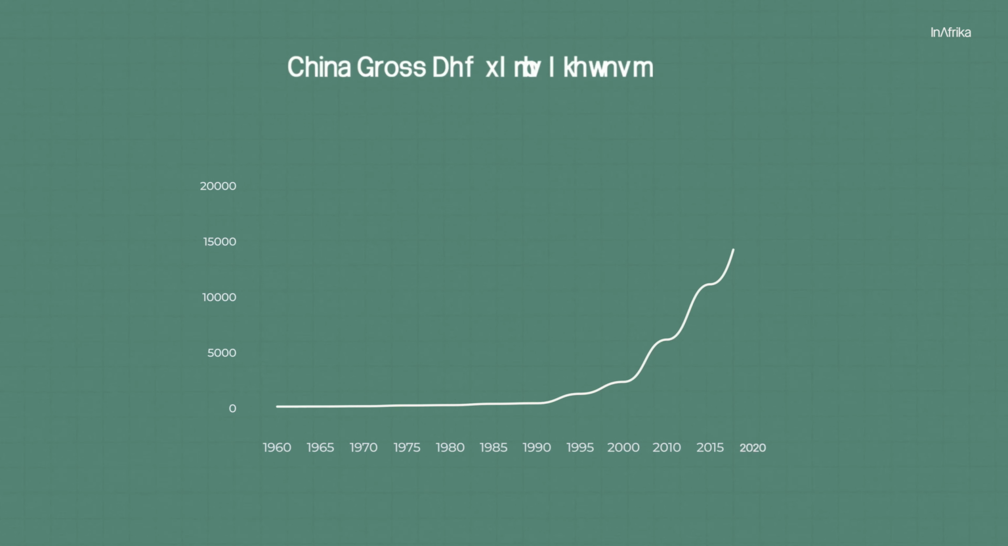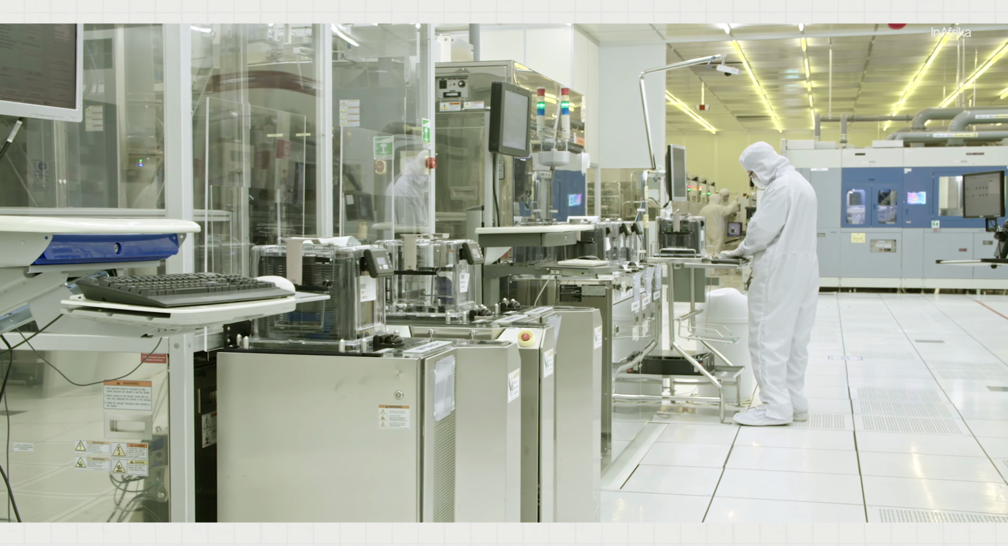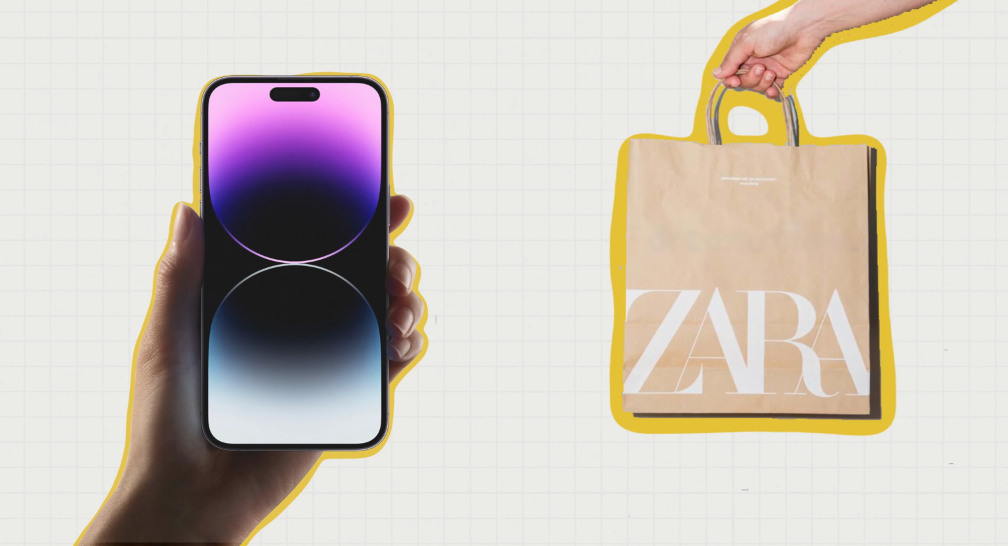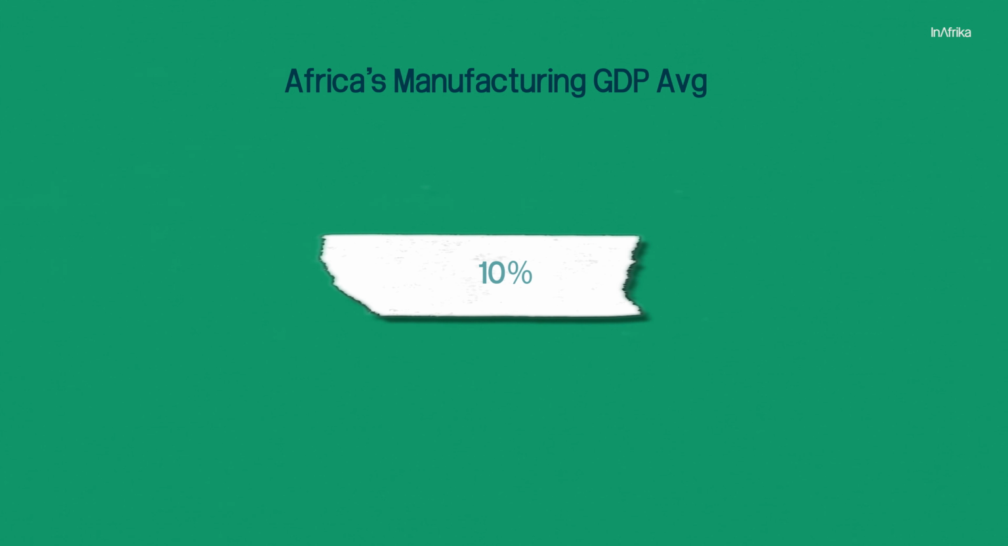A huge contributor to this growth has been from investment in its manufacturing sector. Made in China labels are found on everything from iPhones to your favorite clothing brands. A huge provider of employment in the country, manufacturing contributes 28% of China's overall GDP. In comparison, GDP from manufacturing averages just 10% across the continent.